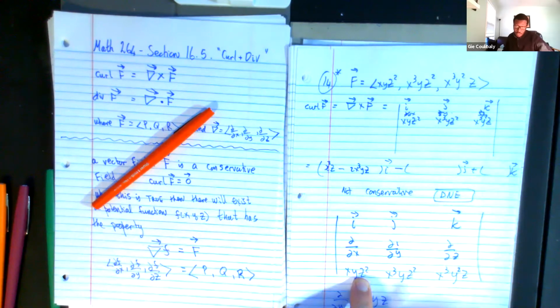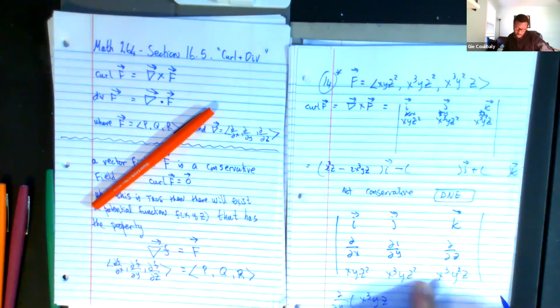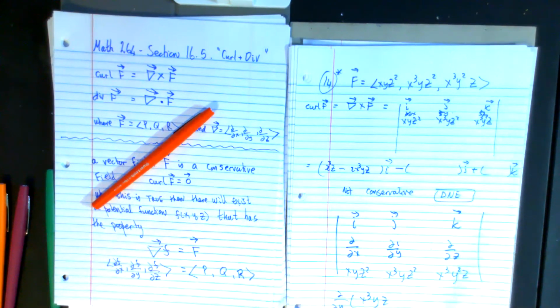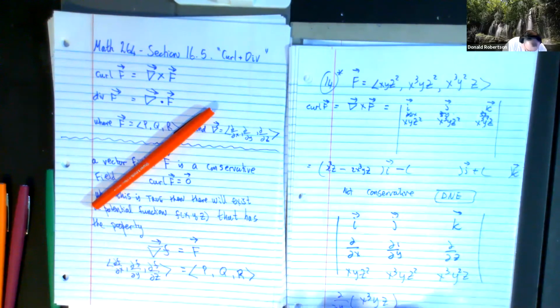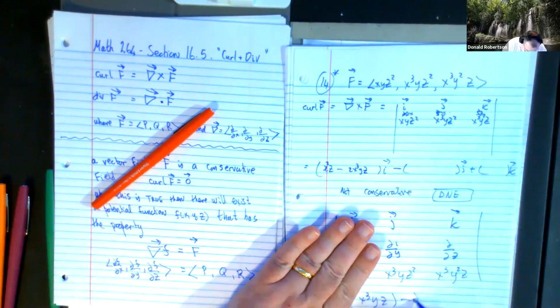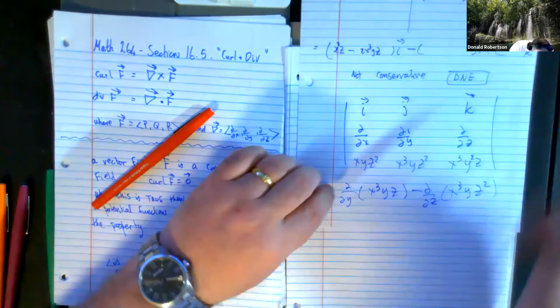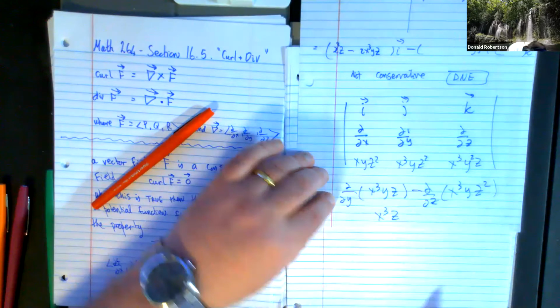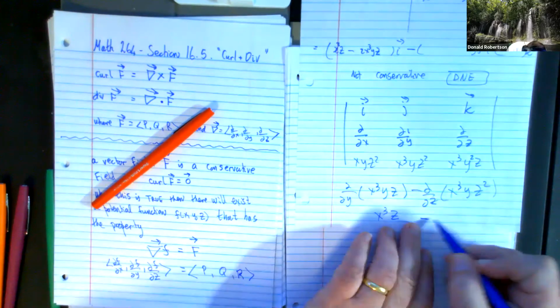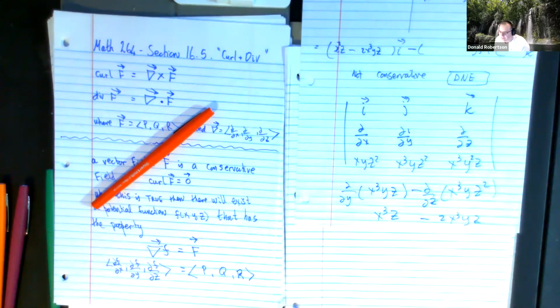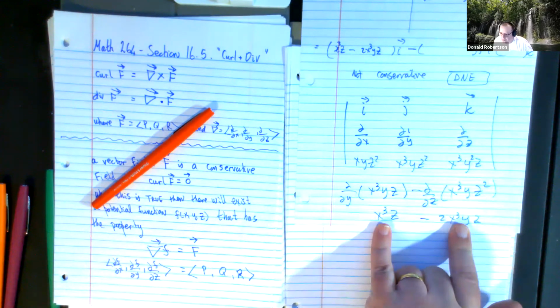This good? Yep. All is good now. Right, so take this guy away from this guy. A lot of this I do in my head, but obviously I'm not very good at doing things in my head. This one ends up being x cubed z, and this one ends up being 2x cubed yz. Clearly not equal, clearly not a conservative field because of that. That's just the first term.